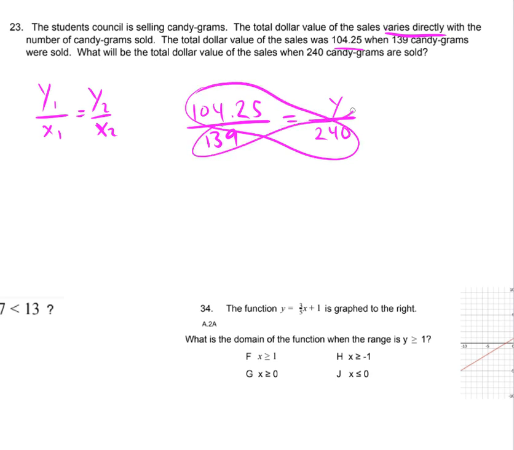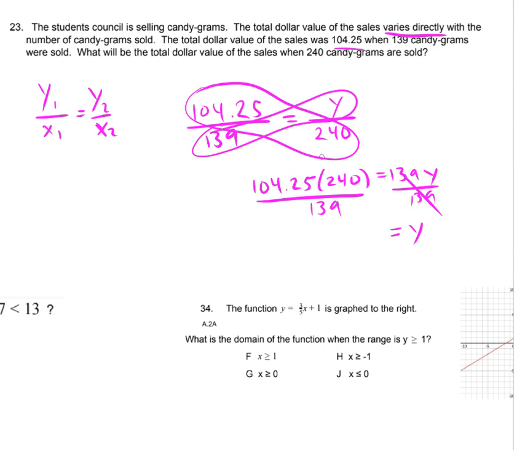104.25 times 240 and 139 y. And so what I get is 104.25 times 240 is equal to 139 y. And obviously now I got to divide by 139 to get rid of that, right? So my y value then is going to be equal to this big mama jama. Now I'm going to go ahead and calculate that. I don't know that off the top of my head. That's getting to be a big number, right?